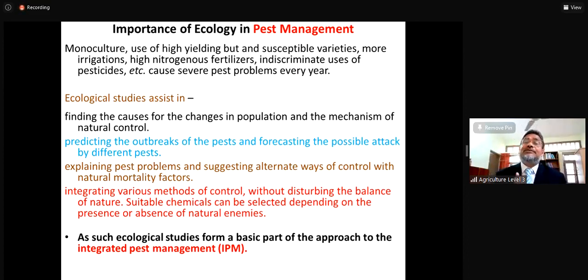We are cultivating high yielding varieties, but they are very susceptible. We use much irrigation, and sometimes this irrigation helps the insects. We use high nitrogenous fertilizers, which give good growth to the plants. That plant is very succulent, and the insect finds it very good food, so it does damage. Indiscriminate use of pesticides also causes problems. In this way severe pest outbreaks occur, so we need to know how the study of ecology can help.